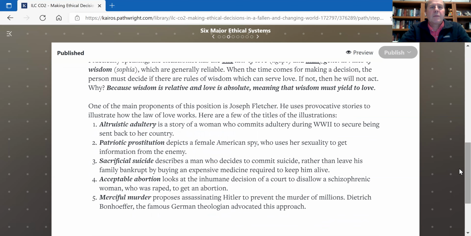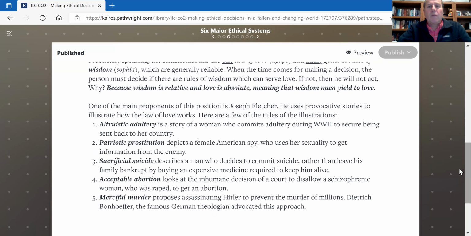Wisdom is relative to love, and love is absolute, meaning that wisdom must yield to love, right? Well, this creates some problems. If you hold to this view of situationism and there's only one overriding law, and that's the law of love, then you can have altruistic adultery, right?